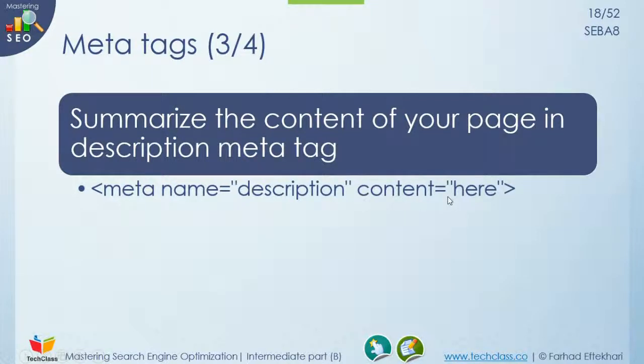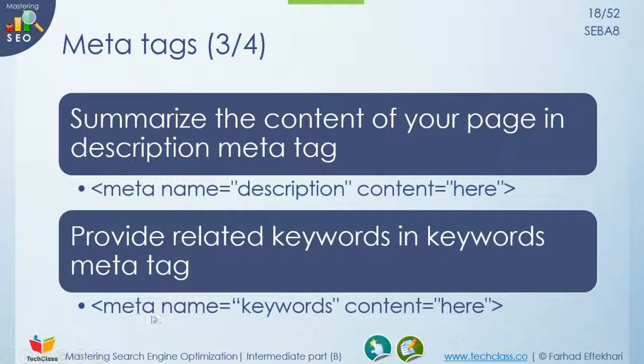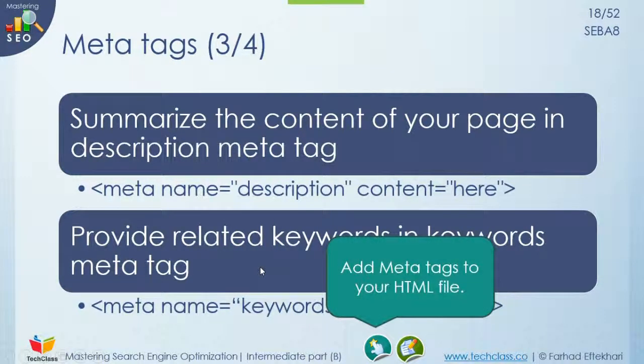Those snippets in the search result are also going to be shown here. Here we also have the meta tag keywords, meta name, keywords, and then your content here. You can place relevant keywords about your page in this keyword tag as well. And try to add these two, the description tag and the keywords tag, in your HTML page. Make sure to place them inside of your head HTML tag.